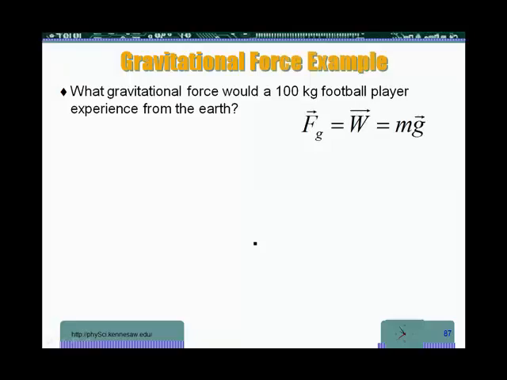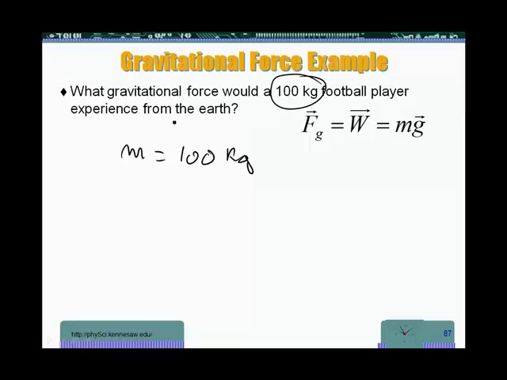Okay, let's read the question. What gravitational force would a 100-kilogram football player experience from the Earth? Now, first, just as a reminder, in a question like this, when they give us 100 kilograms, that has the units of kilograms, which is the units of a mass. So the 100 kilograms refers to the mass of the football player in this case. So we know the mass is 100 kilograms.